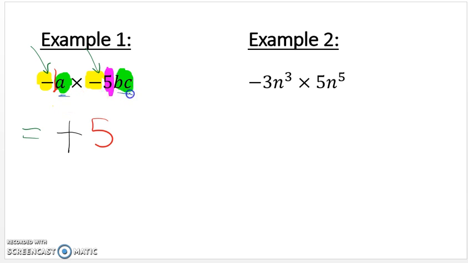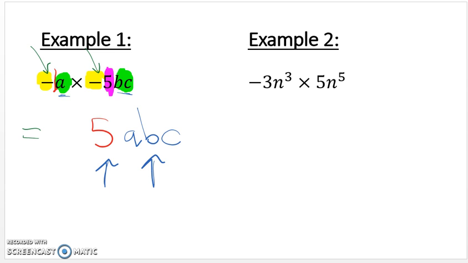A, multiplied by BC is just ABC. So 3 steps. Signs first, numbers next, then variables. I would only make a slight change, which is I don't need that positive sign. You can have it there if you want, but you don't need to. Let's try the next example.